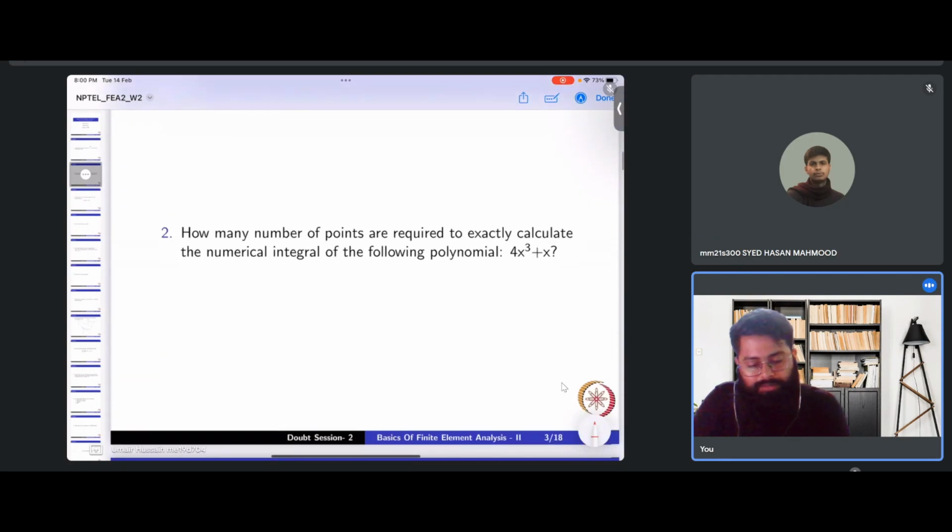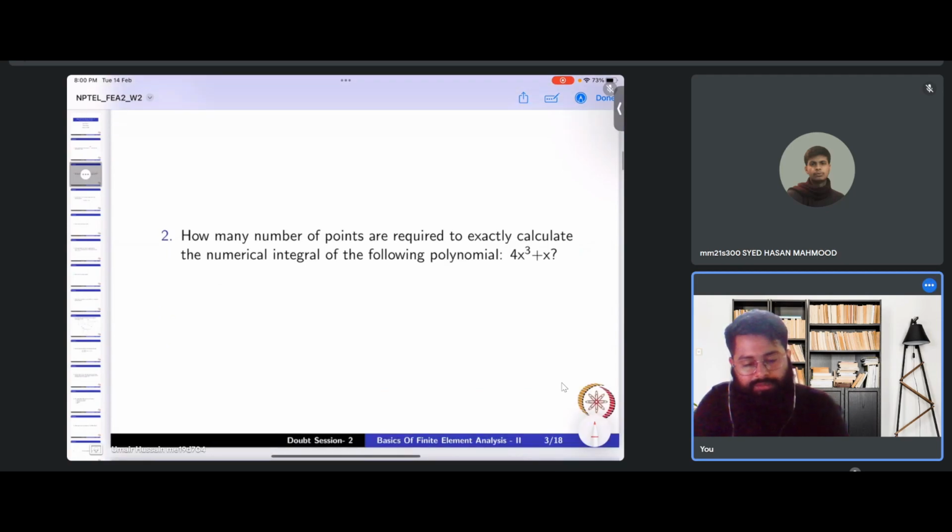So this is something from numerical integration. I thought we're going to study it later, but I'll introduce this to you before because it's quite relevant to the error thing. How many points are required to exactly calculate the numerical integral of the following polynomial? Do we have an answer for this?